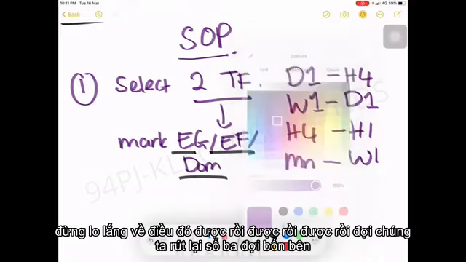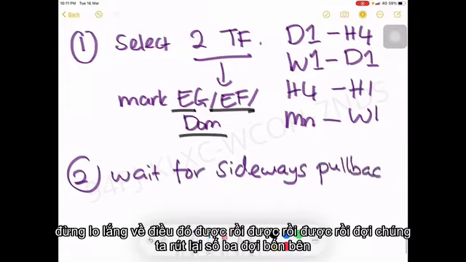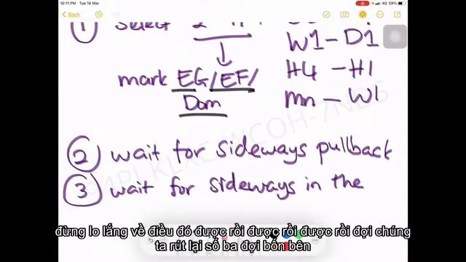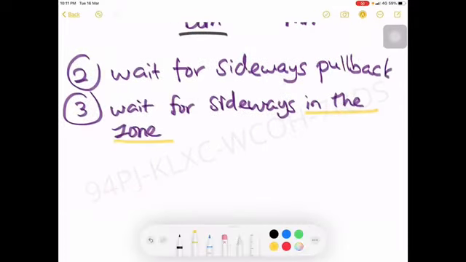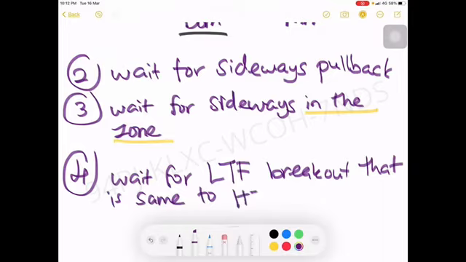Number 2, wait for sideways pullback. Number 3, wait for sideways in the zone.